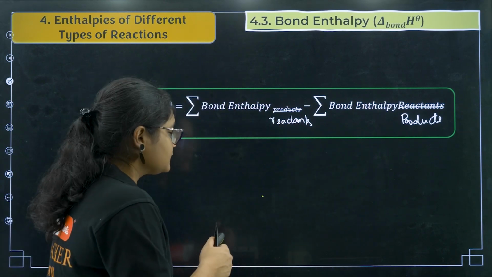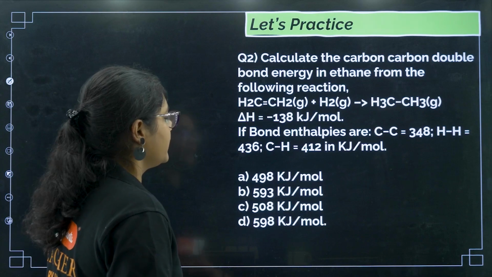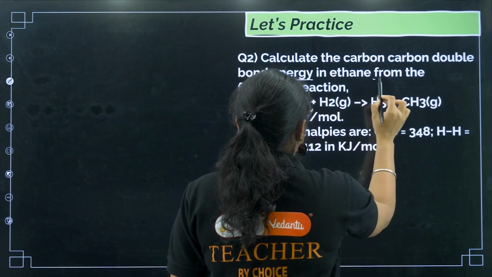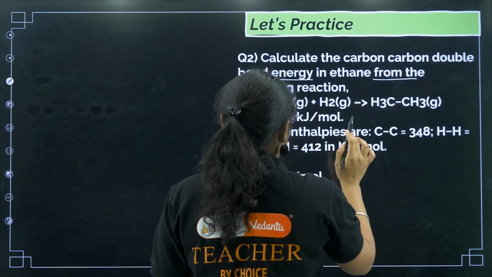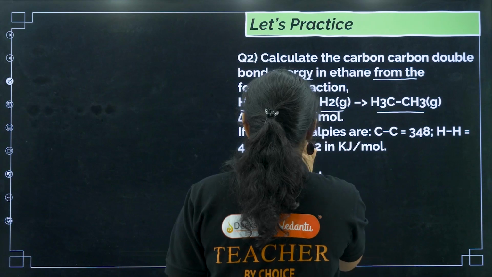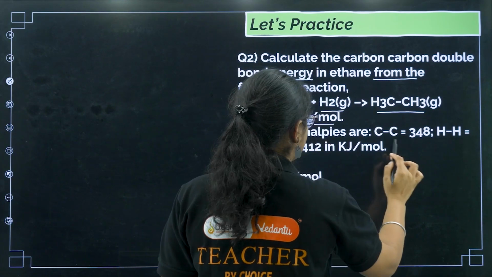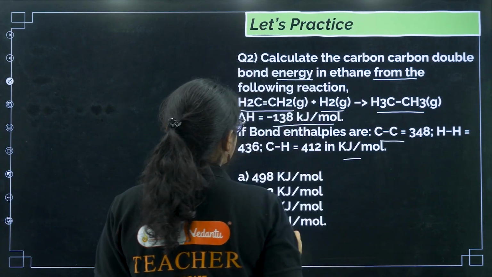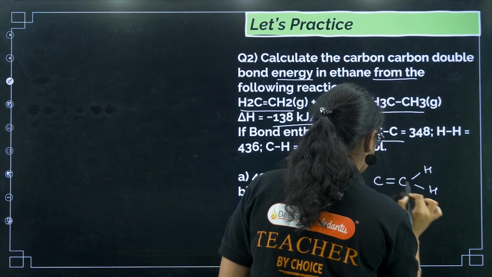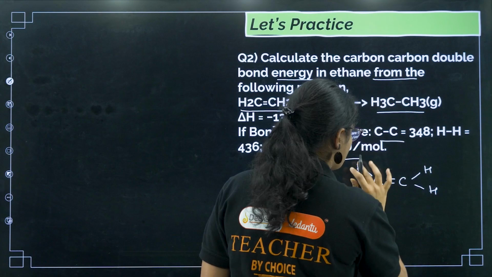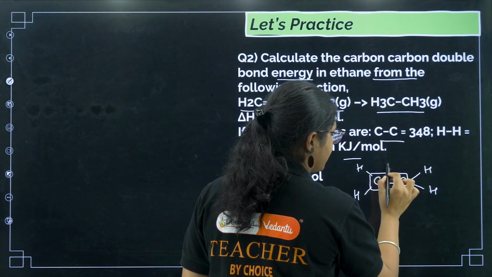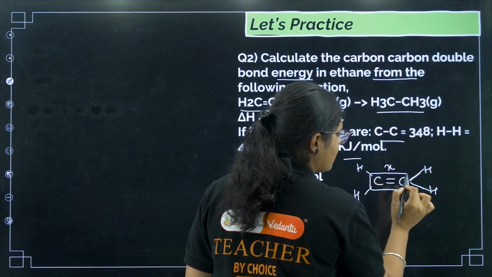Okay, we can see a question from here. The question is, calculate the carbon-carbon double bond energy in ethane from the following reaction. The reaction is given, C2H2 plus H2 gives CH3, the delta H of the reaction is given, and bond enthalpies are given. Now if you see C2H2, we have a structure like this. So what are the bond enthalpies involved here? Let the carbon-carbon double bond, which we have to find out, be X. And we have CH bonds, how many?